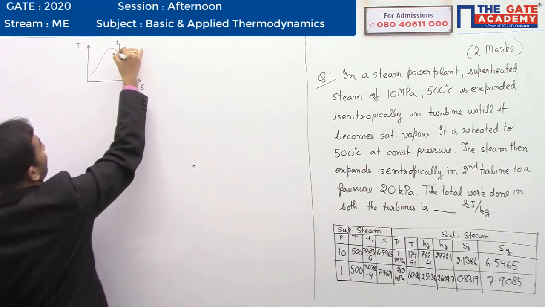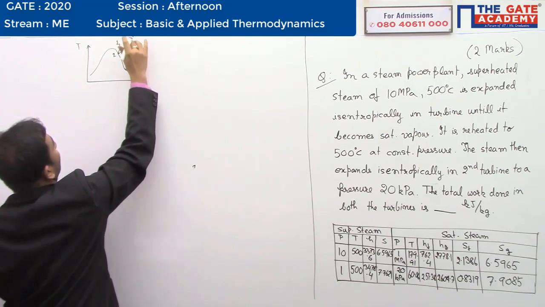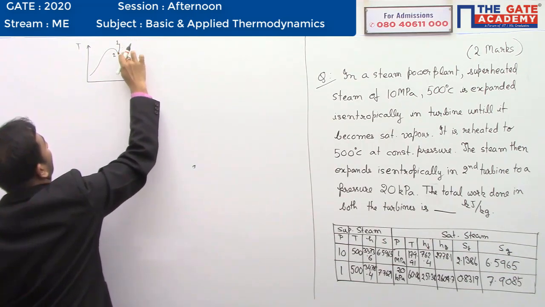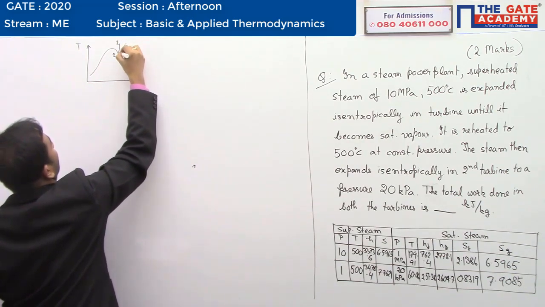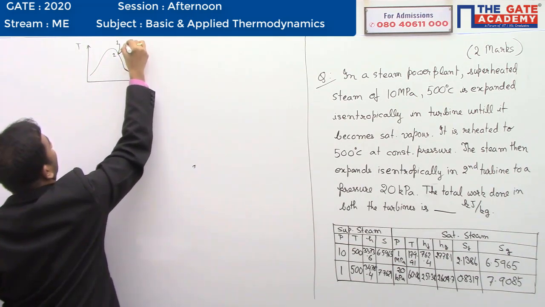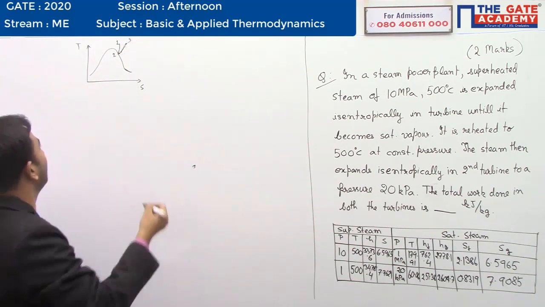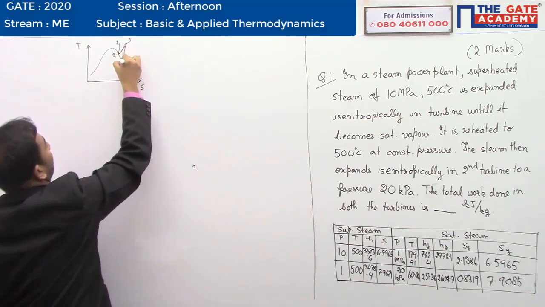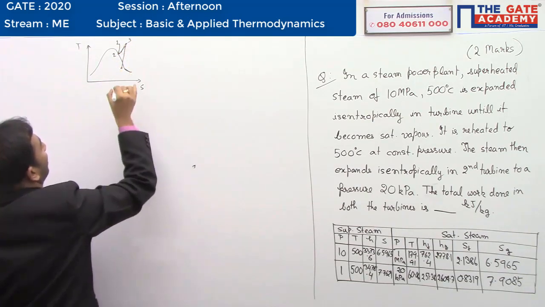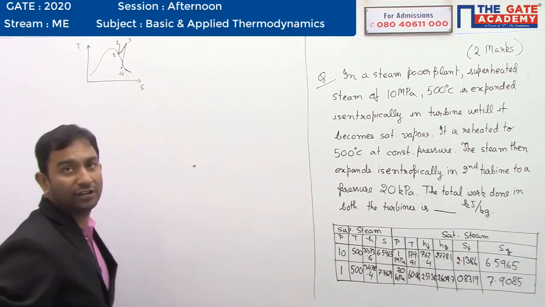Very good. Now it is again reheated to 500 degrees centigrade. Right. No problem at all. We'll draw it in this manner. Again reheated to 500 degrees centigrade. Point 3. And then again expanded to the condenser pressure. Very good. It is expanded somewhere up to here, which is point 4.